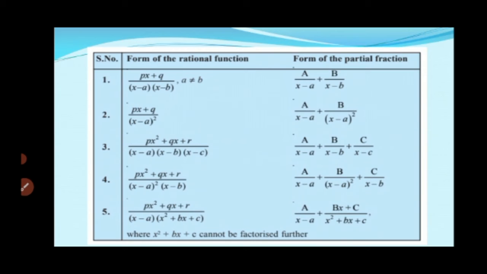Just see, the form of the rational function is given to you, and how we are going to make it into partial fractions is given in this table. If you see all the functions here, first, it is a linear expression in the numerator and a quadratic in the denominator, so it's a proper rational function or a proper fraction. So in all these cases we have a proper rational function, which can very easily be written in the form of partial fractions.